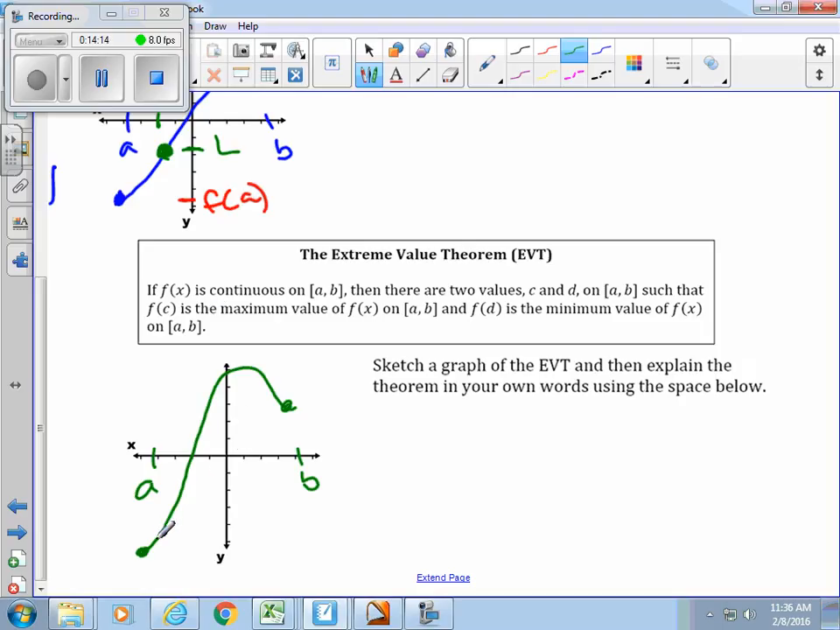your pencil. Okay. So if f of x is continuous on a closed interval AB, then there are two values c and d on AB such that f of c is the maximum value of f of x and f of d is the minimum value. So there is a maximum and a minimum. Now it doesn't tell me where they are. They could be at an endpoint. They could be somewhere in the middle. But would you agree there is a definite maximum and a definite minimum on that closed interval?